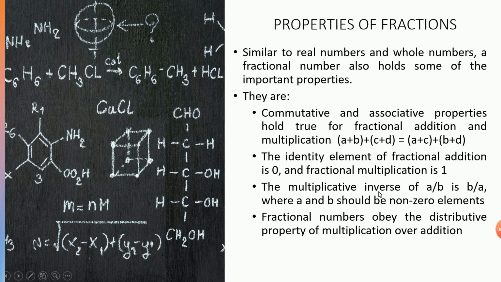Then the multiplicative inverse of A by B is B by A. Inverse means the numbers are reversed. Here they have said that both A and B should be non-zero elements. Other than 0, they could be anything, even negative numbers, real, imaginary numbers, but they could not be 0.